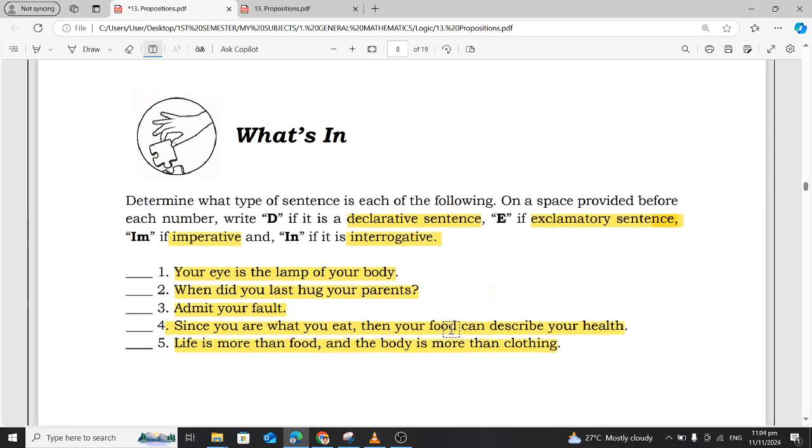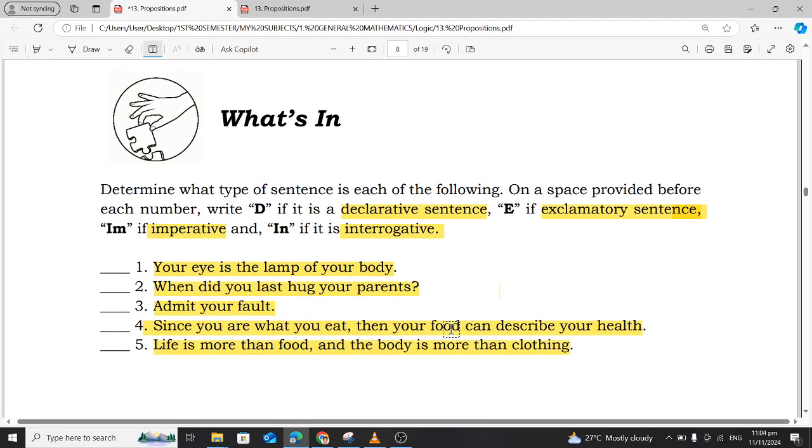Now let's have this activity first. Determine what type of sentence is each of the following. On a space provided before each number, you write D if it is a declarative sentence, E if exclamatory sentence, IM if imperative, and IN if it is interrogative. Now, kindly review first the four types of sentences.